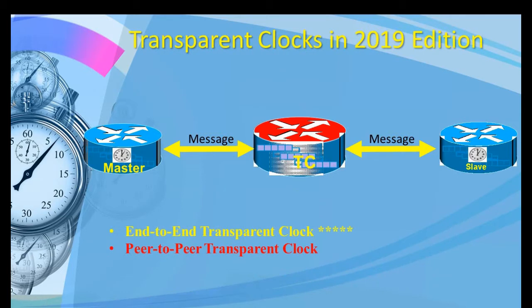For the transparent clock, there are two different types. One is called end-to-end transparent clock. Another one is called peer-to-peer transparent clock. Today we are going to focus on the end-to-end transparent clock.